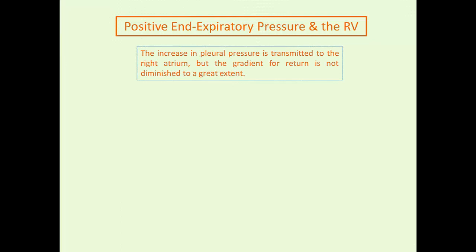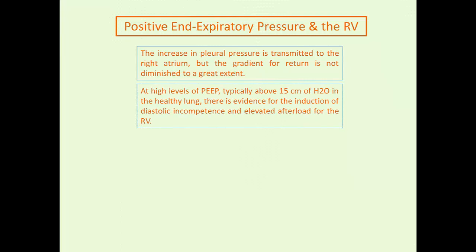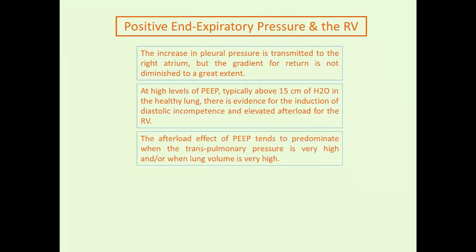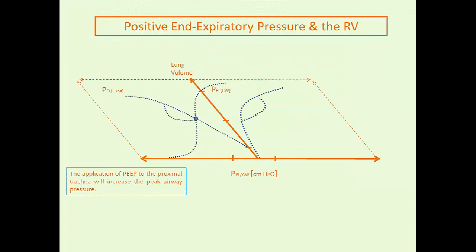So let's talk about PEEP in the right ventricle. The increase in pleural pressure from the PEEP is transmitted to the right atrium, but the gradient for venous return is really not diminished at all. At high levels of PEEP, up to 15 centimeters of water or so in the healthy lung, there's little effect. Above 15 centimeters, there's evidence for induction of diastolic incompetence and elevated afterload for the right ventricle. The afterload effect of PEEP tends to predominate when the transpulmonary pressure is very high, when the lung volume is very high.